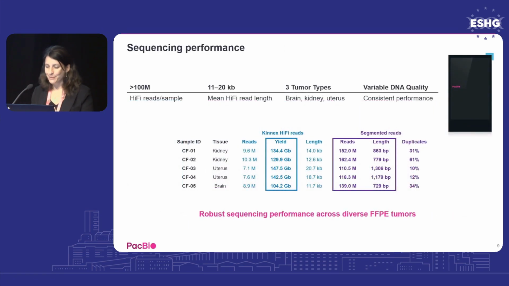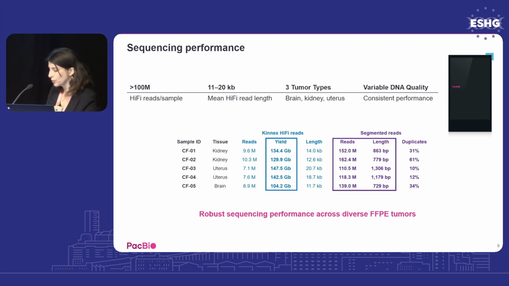So then some sequencing performance, of course, the most interesting. For all the samples, we were able to get more than 100 million reads per sample. I will explain a bit more about the data that I'm showing here. You see the different samples that we tested, the tissue, the number of reads that we obtained, the yield, and the length. So this is what you get as the output of the sequencing run with the long DNA molecules that we create from the FFPE during the library prep with the Kinnex workflow.